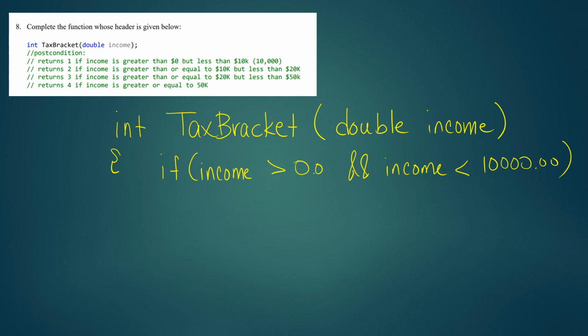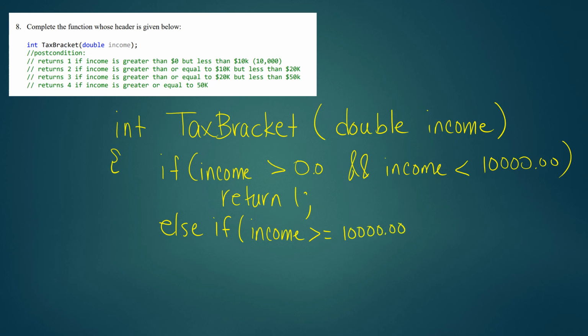Then you want to return 1, else if, and I don't think I have to do all this, but I'll just do the next one, else if income is greater than or equal to 10,000, and so there's a couple of things I want to point out here. The important thing is that you realize when you're using a logical and, you must have a full expression on both sides of your logical and.